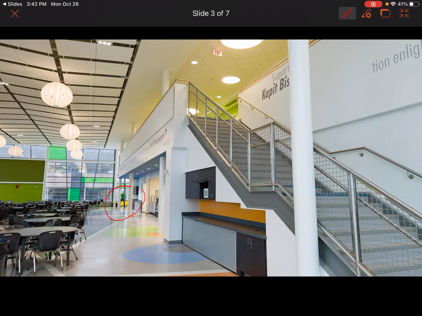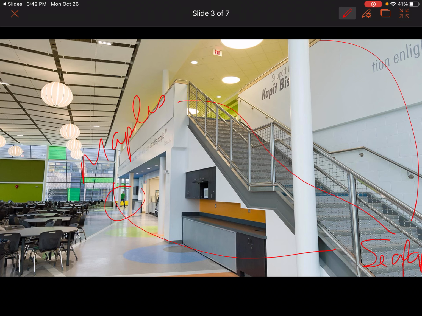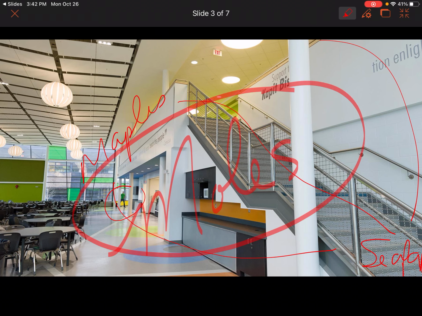If you were on the Seaford side and you want to get to the Maple side, you have to go through the Commons, over the bridge, or you could go through the link, right? But you can't bypass those areas. You have to go through them if you want to get to the other side of the building. And so we can say that this middle ground here is like the moles. So if you want to get to the other side of the school, you have to go through the mole, okay?